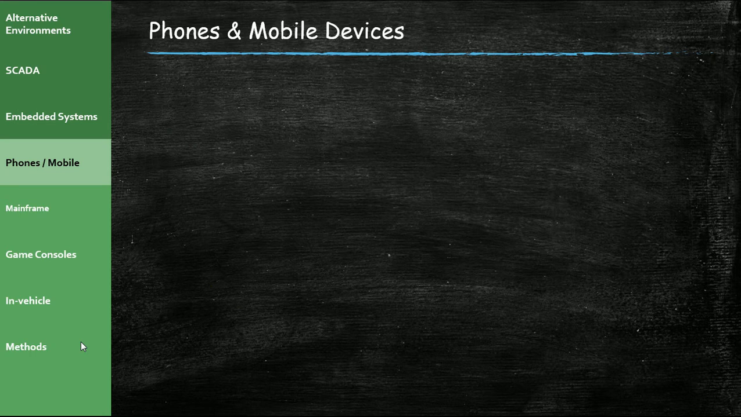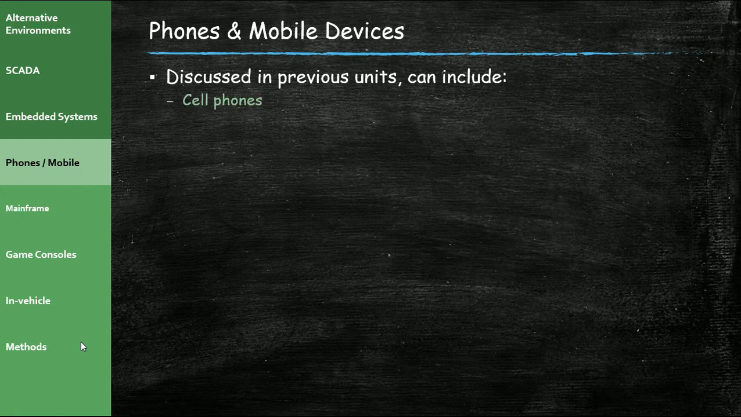So we've already talked extensively about phones and mobile devices. We've covered that in previous units, actually several times. And we've talked about how that would include things like cell phones and tablets. In addition, with the alternative environments, we could also be talking about specialized handheld devices. These could be little scanners or receipt printers or card swipe devices that maybe salespeople use on the floor.